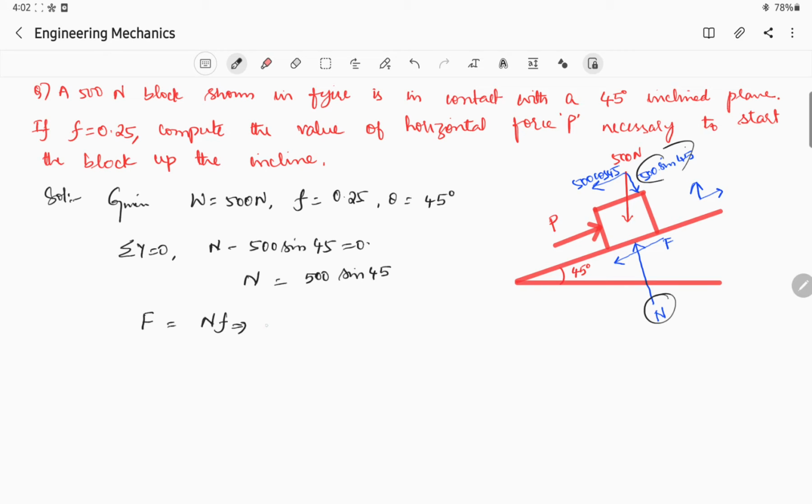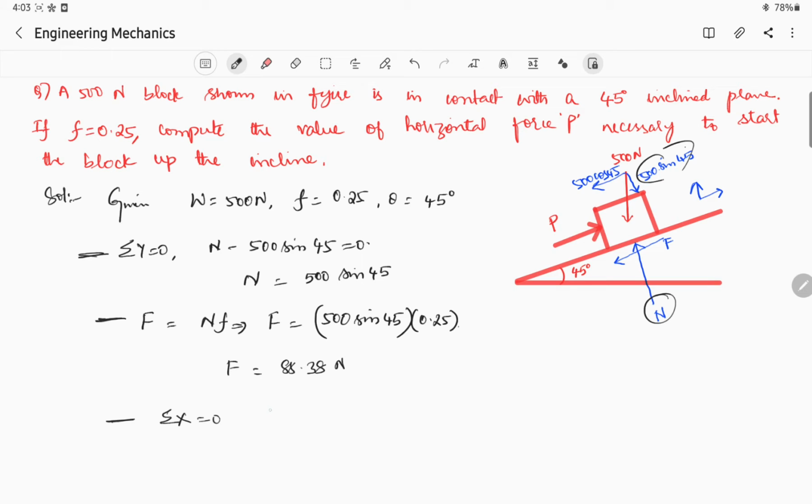Next is F is equal to mu N. Okay, so what is F? F is equal to frictional force, so F is equal to N, which is 500 into sine 45, times the coefficient of friction 0.25. If you solve this one, you will get frictional force F is equal to 88.38 Newton. This is the second step. Third step is sigma x is equal to 0.